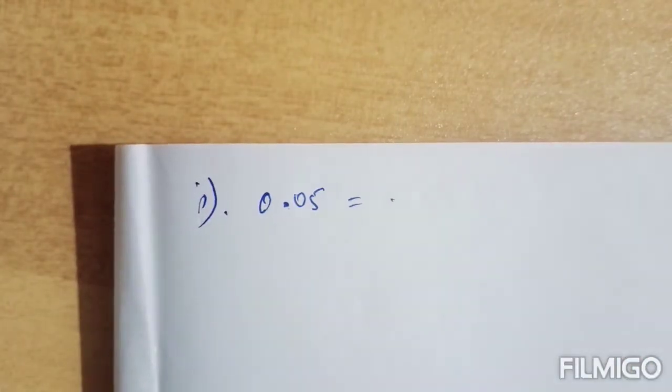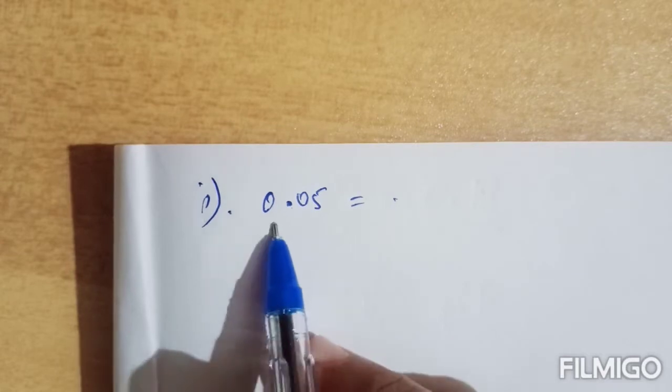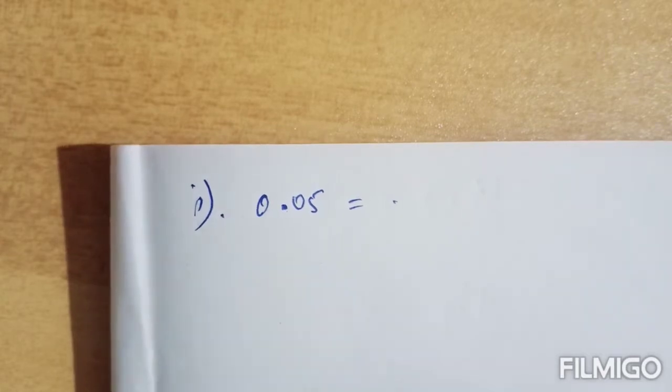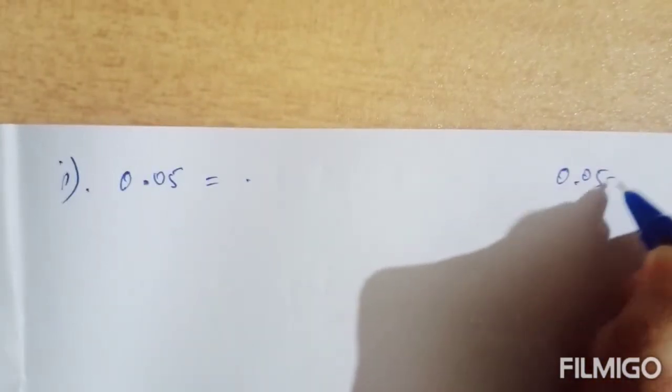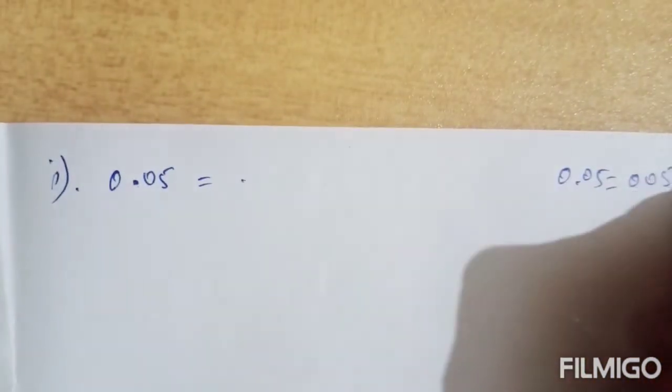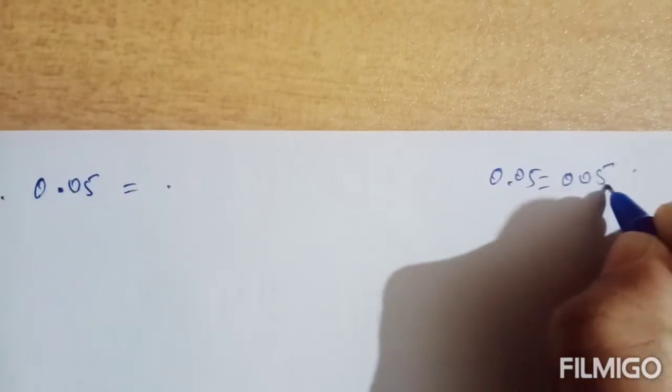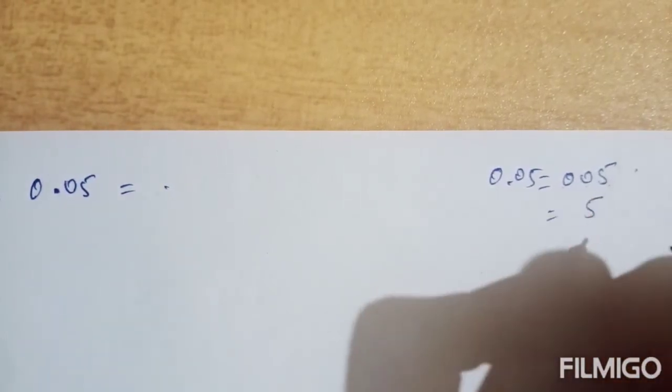0.05. The given question is in decimal fraction. You have to convert this to fraction. So in order to convert to fraction, just write the given decimal fraction without decimal point. 0.05 without decimal point, it will be 005. That means 005 is simply 5 actually.